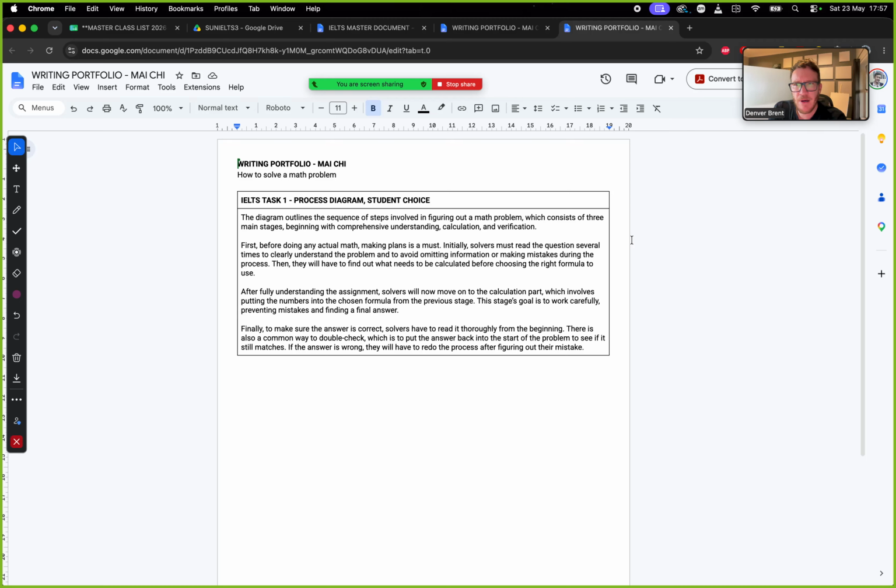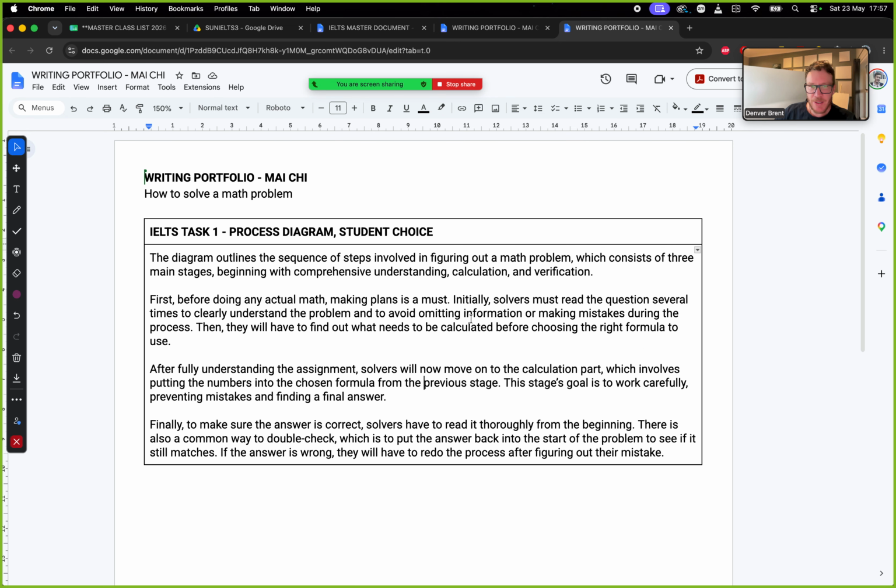Okay, I'm just going to mark Mai Chi's IELTS Task 1 process diagram. This was one where I just gave you student choice. You could write about a process, whatever it was. You didn't need the process visual. I just want you to create the visual and let me create the visual in my head. So it's more about structure.